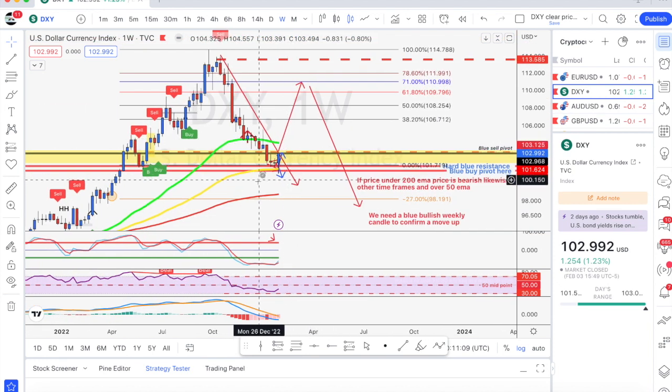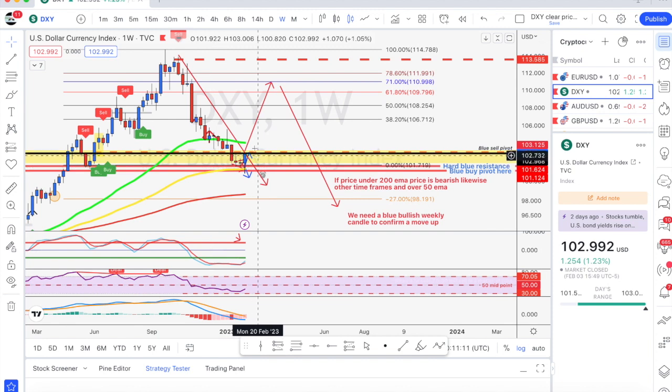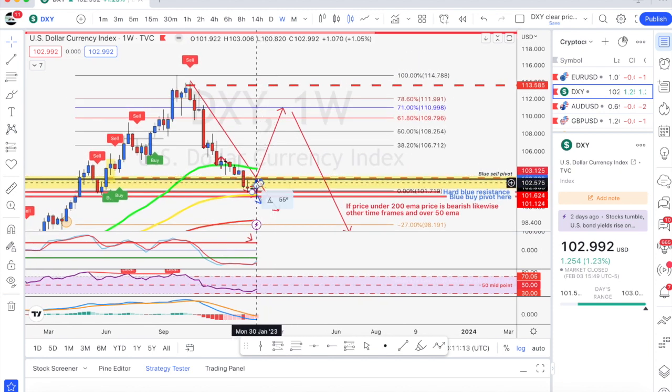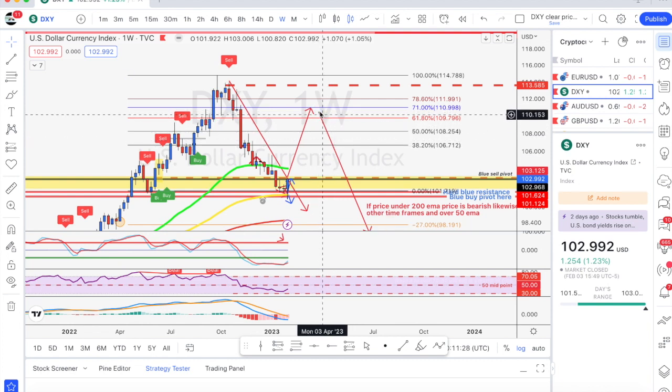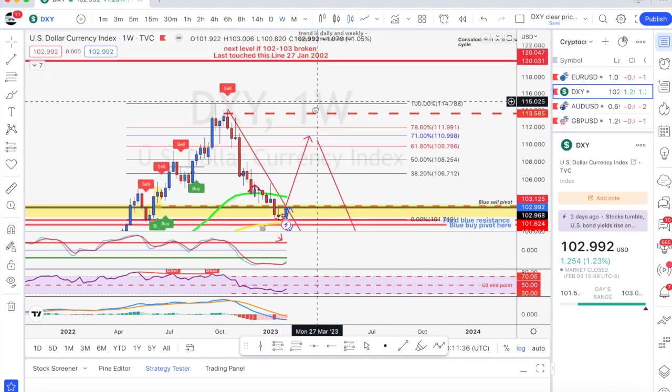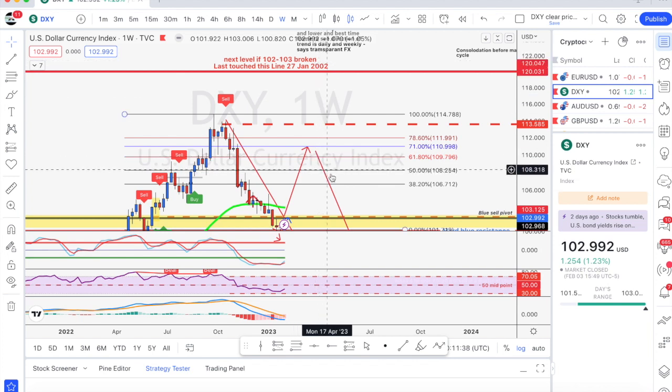But it really hasn't broken it yet. It's still on the support line. So I want to see another weekly candle, another blue candle break this area here, and then I want to see it going to between the 60 and 71. Usually these are quite strong areas where price bounces off and usually goes a different direction instead of going past that. But if it does break past the 71, potentially this is the next level, the 100%. And if it breaks past the 100%, then this thing's going to skyrocket.